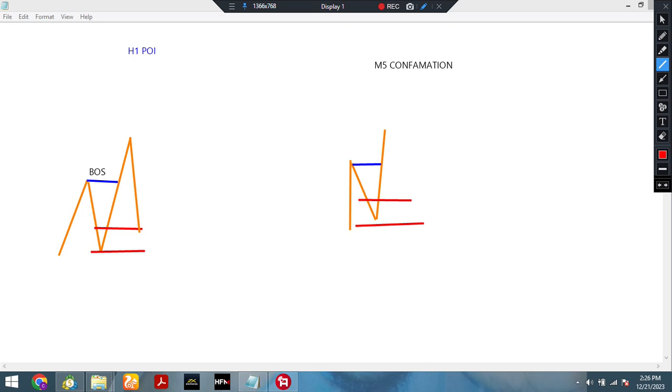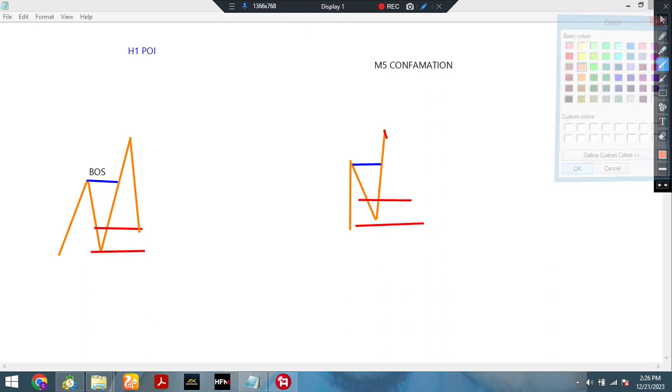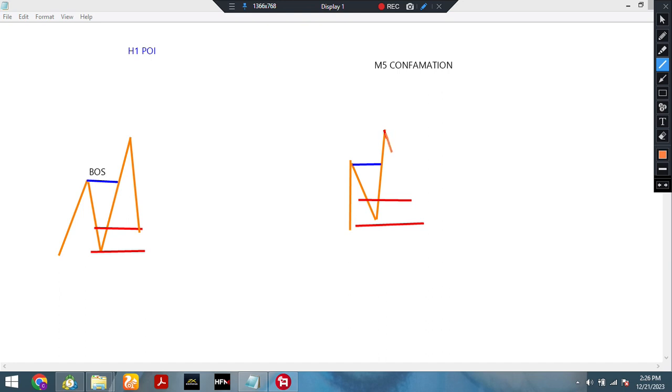So immediately you see something like this in the M5. Now you wait for price. Now we are waiting for price to do the same thing. Once price taps in here in the M5 like this, price will still be here in your H1, but in your M5 it has already given you a BOS, and immediately price comes in here.